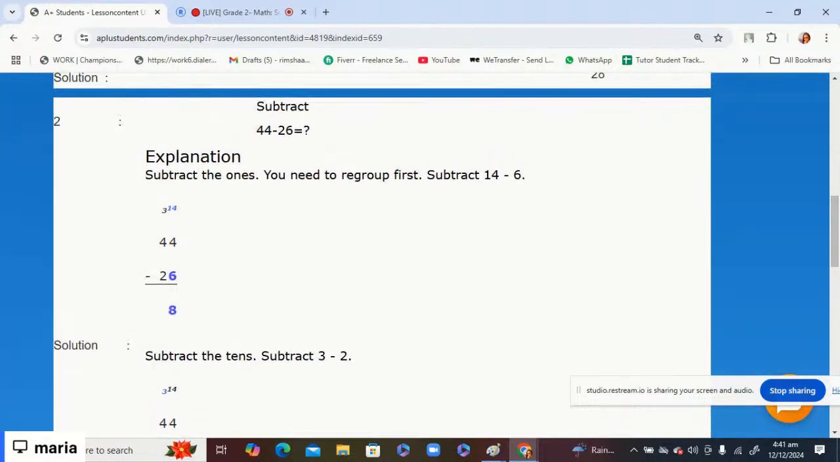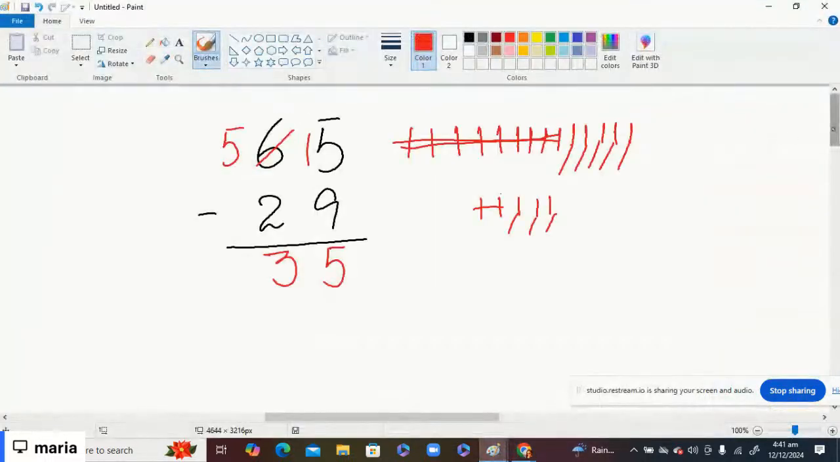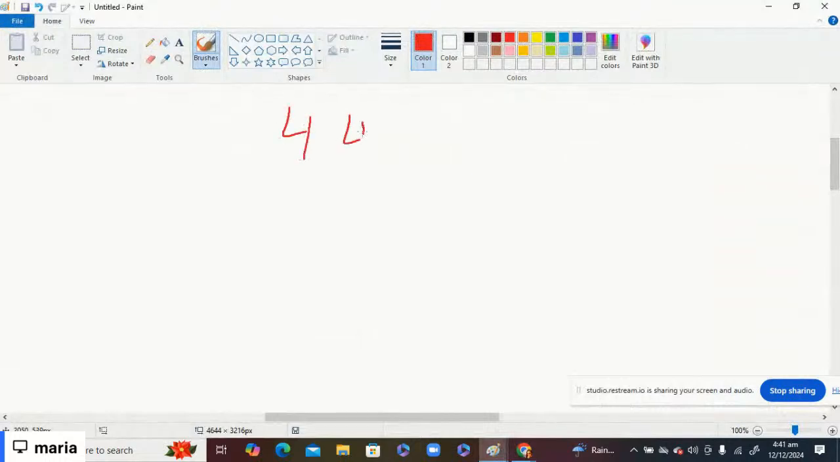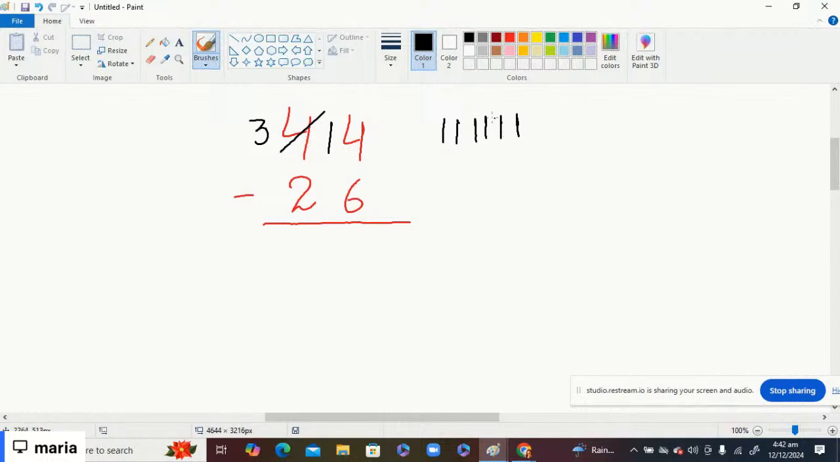So 44 minus 26. Let's solve this one. 44 minus 26. So this 4 becomes 3, and here this 4 becomes 14, because 4 out of 6 is not possible. So draw the 14 lines: 1, 2, 3, 4, 5, 6, 7, 8, 9, 10, 11, 12, 13, and 14. Remove 6 from there and check how many are left.